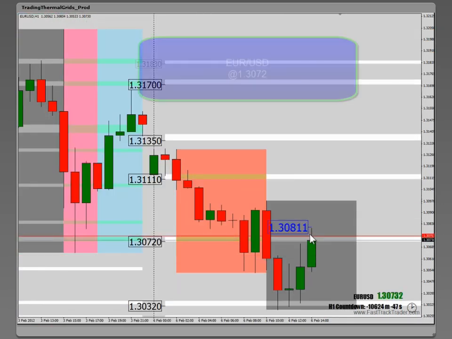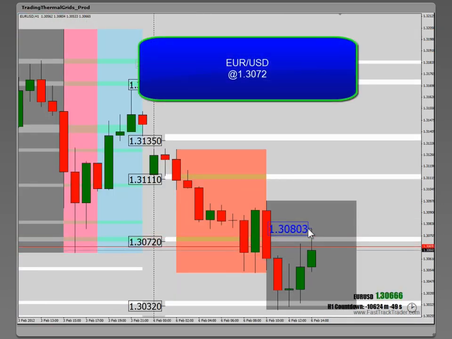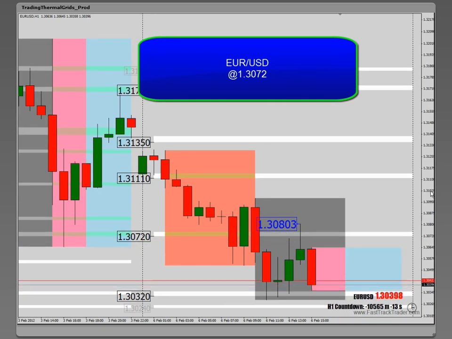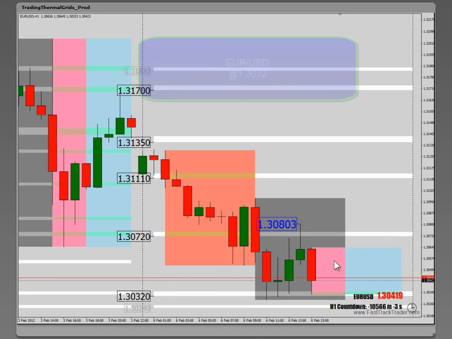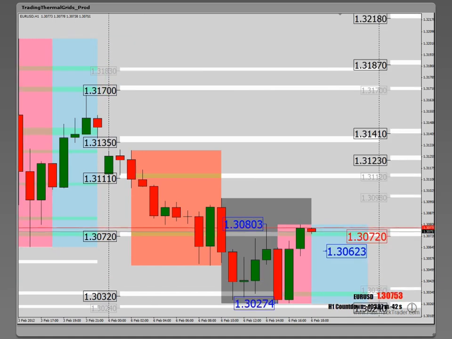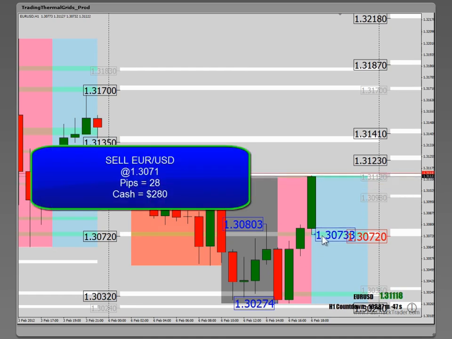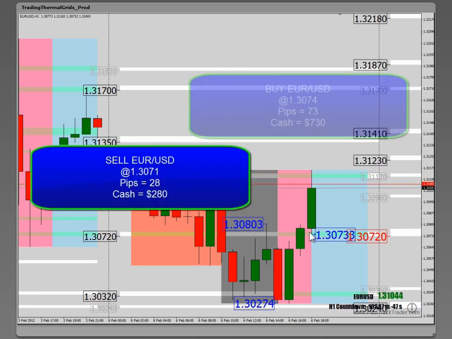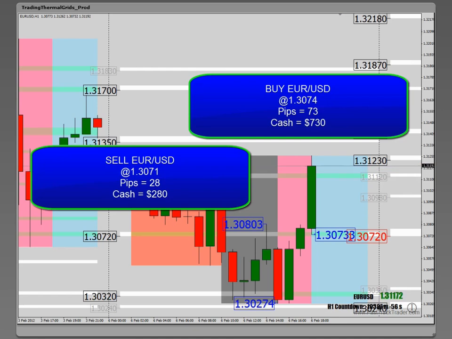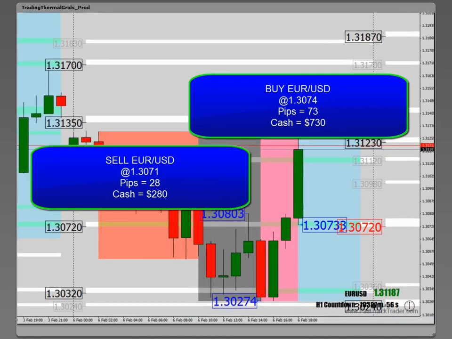Euro US dollar. See how it's interacting at 30.72. Fast forward, take a look at some of these results. When you know this grid, you can play it both ways. Look at this. We did a sell, 28 pips, $280. Flipped it to a buy, 30.74, 73 pips for $730.